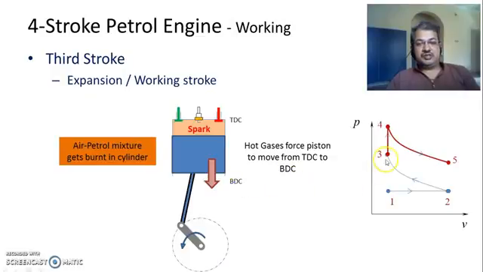So this process is represented by two lines, one 3 to 4 and the other 4 to 5. 3 to 4 indicates a sudden increase in the value of pressure due to the ignition of the fuel. Then the hot gases generated, because they are at very high pressure at P4, force the piston to move downward, which makes the volume increase and the pressure gradually go down. So this process is represented by the curve 4 to 5.